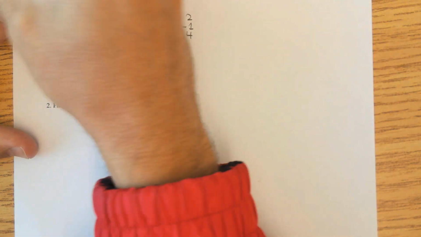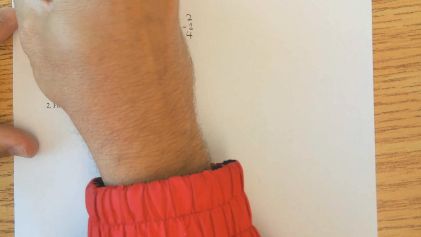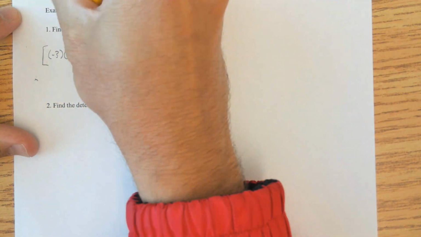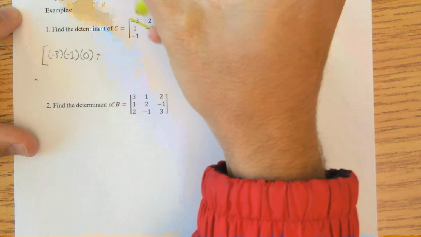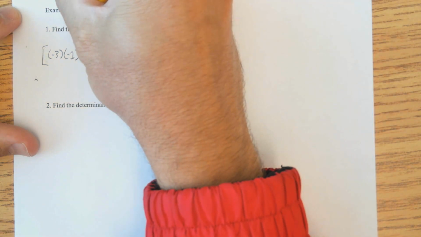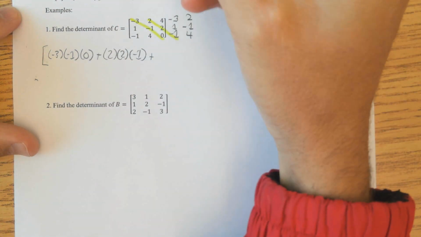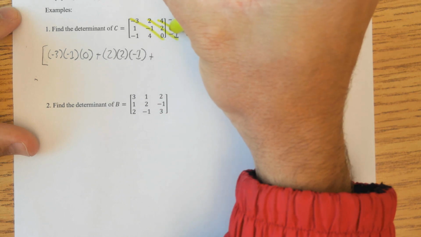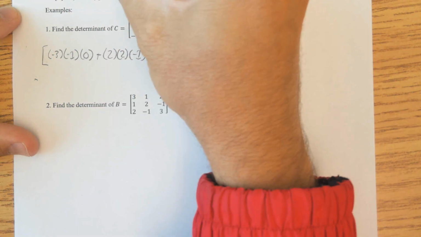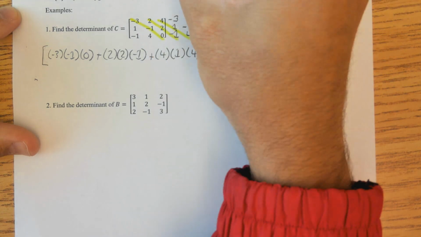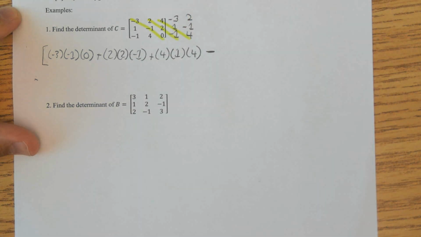So our first diagonal there is we're multiplying, we're doing -3, -1, 0, plus my next diagonal here, 2, 2, -1, and then one more, 4, 1, 4. So we're going to go 4, 1, 4. Minus because we're about to change directions.